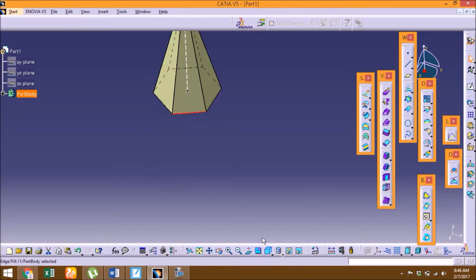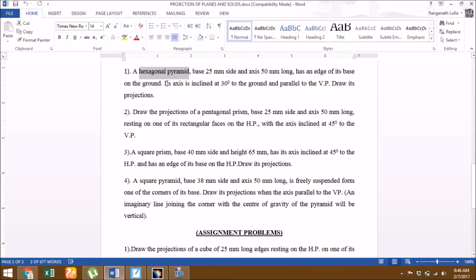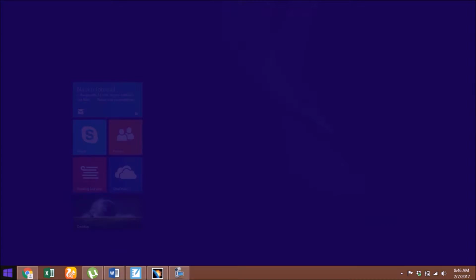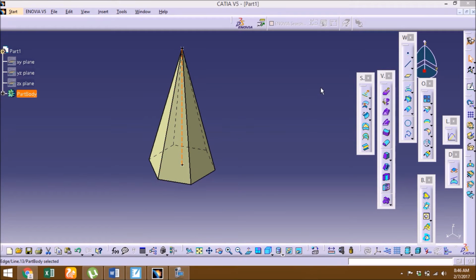Now this is the initial position of your hexagonal pyramid. What they are saying is that it is resting on the ground, so imagine there is a line like this and it is resting on the ground. They said the axis is inclined 30 degrees to the ground. So the initial position is like this, and now I need to rotate the axis by 30 degrees. Let's see how it will come. I need to just rotate the axis and see how the picture looks, and that is what we need to draw.